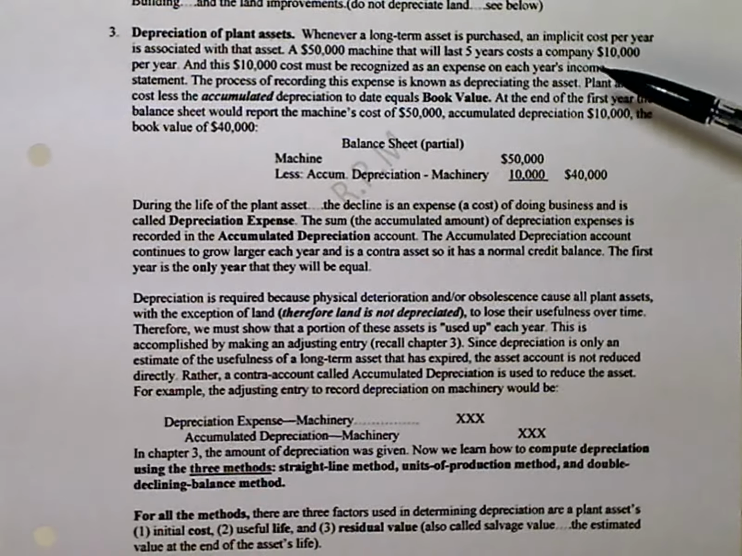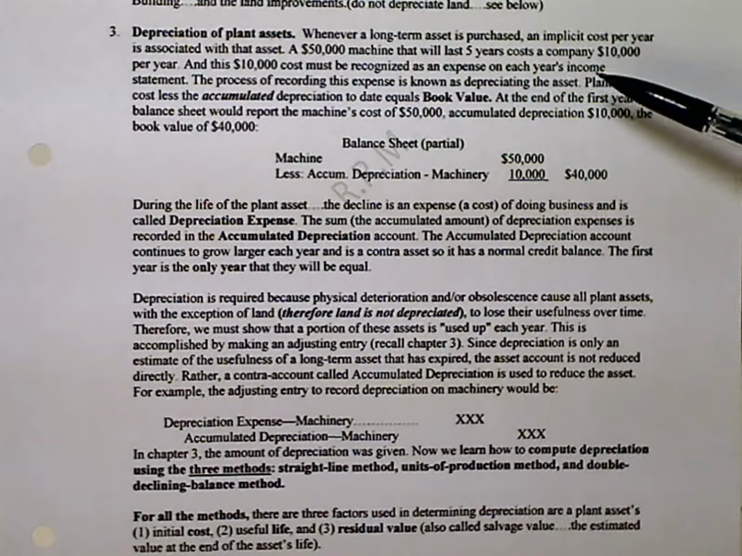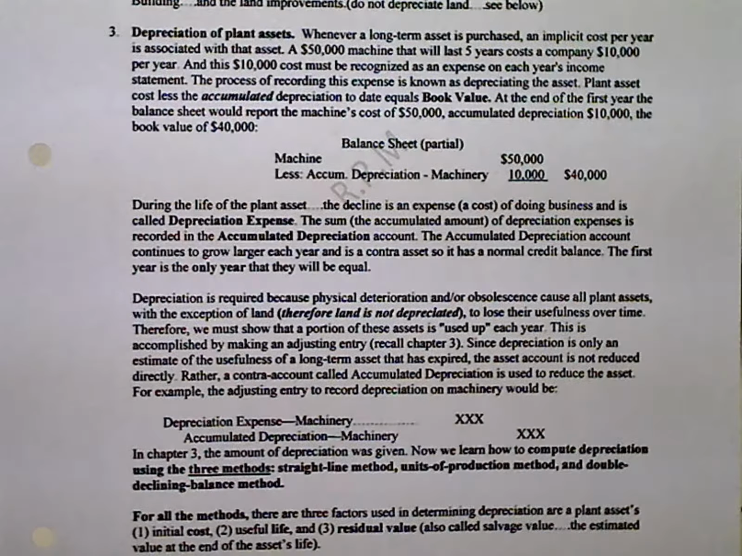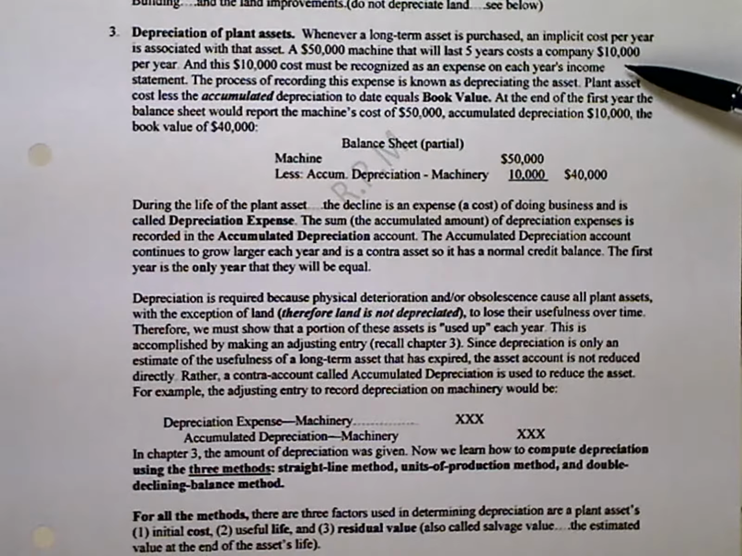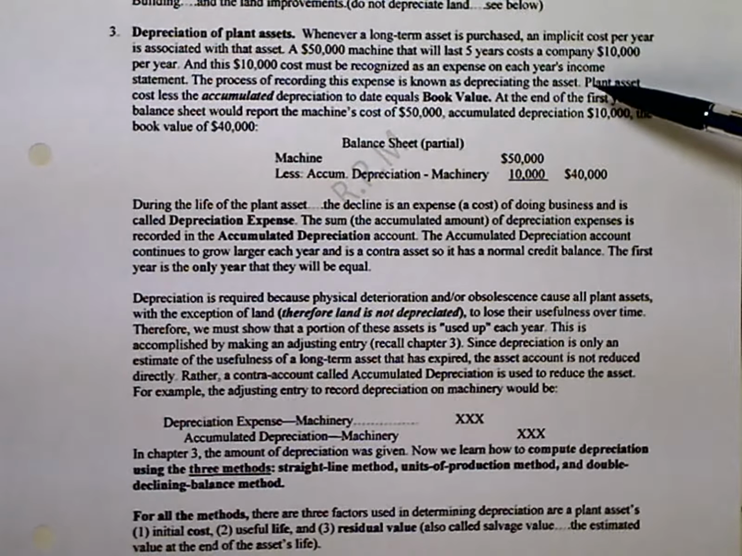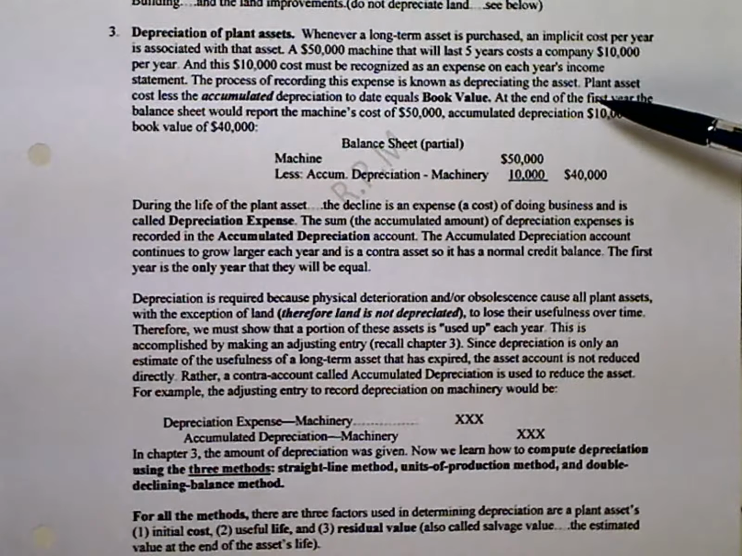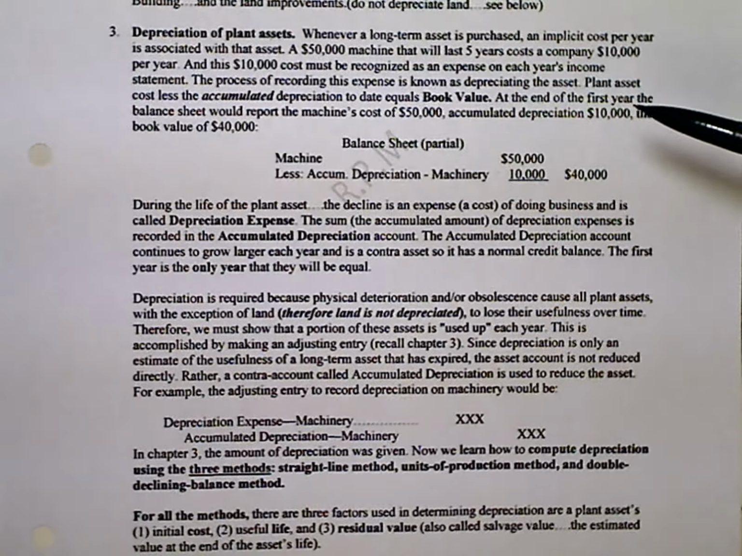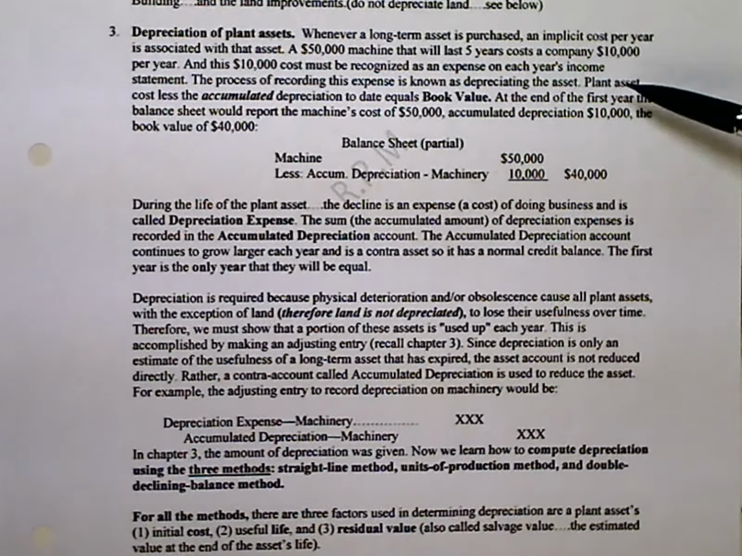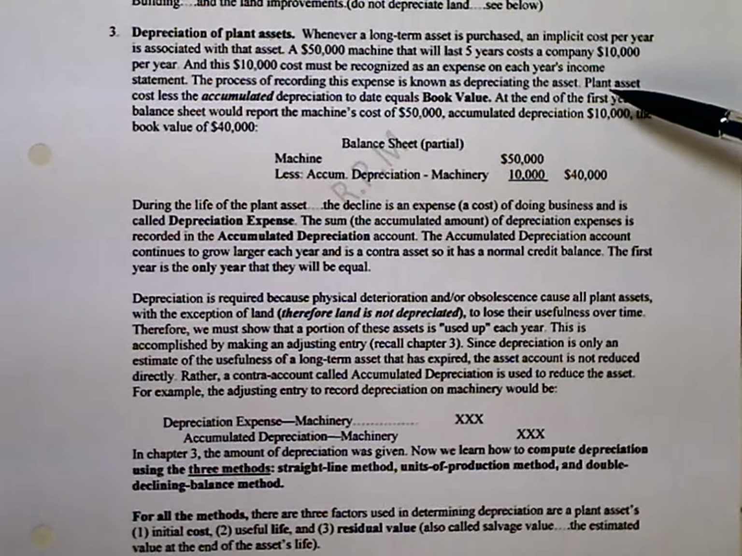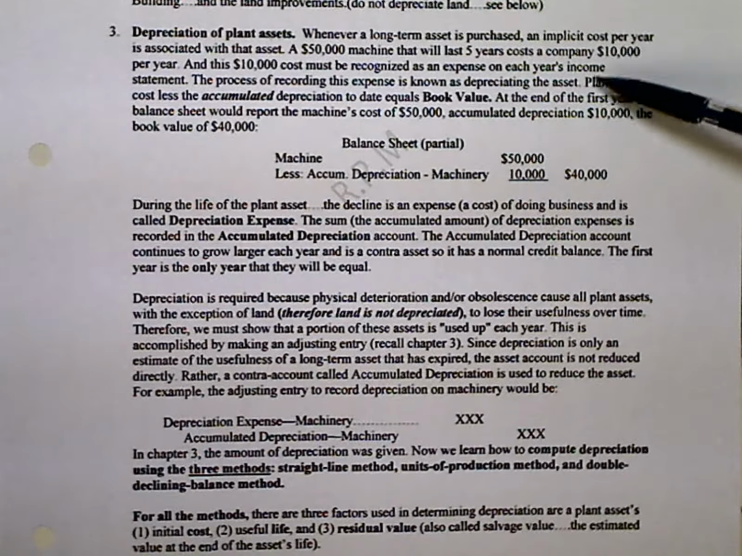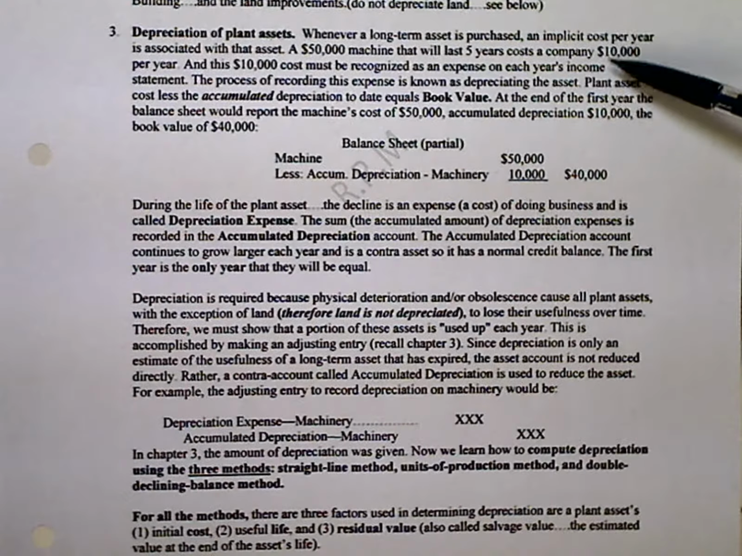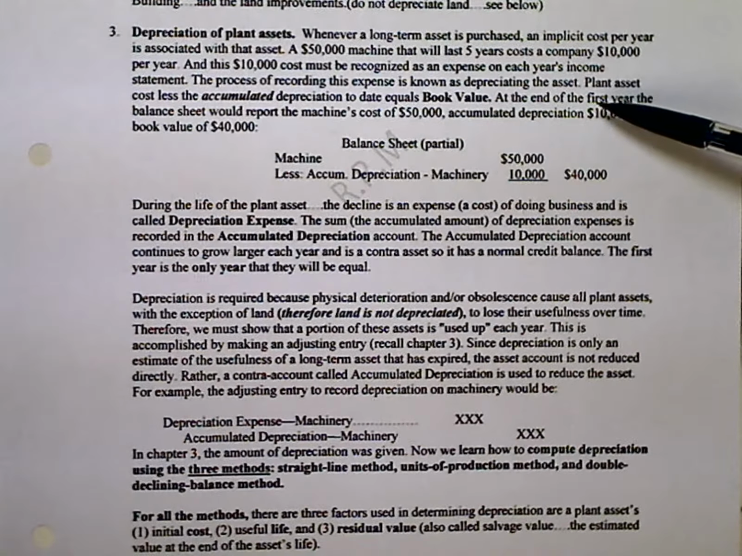When an asset is purchased, let's say in this case a $50,000 machine that is going to last 5 years, before we get into the details, what we're attempting to do here is spread that cost across the years that it's being used, so that every year it gets hit with its fair share of depreciation expense.